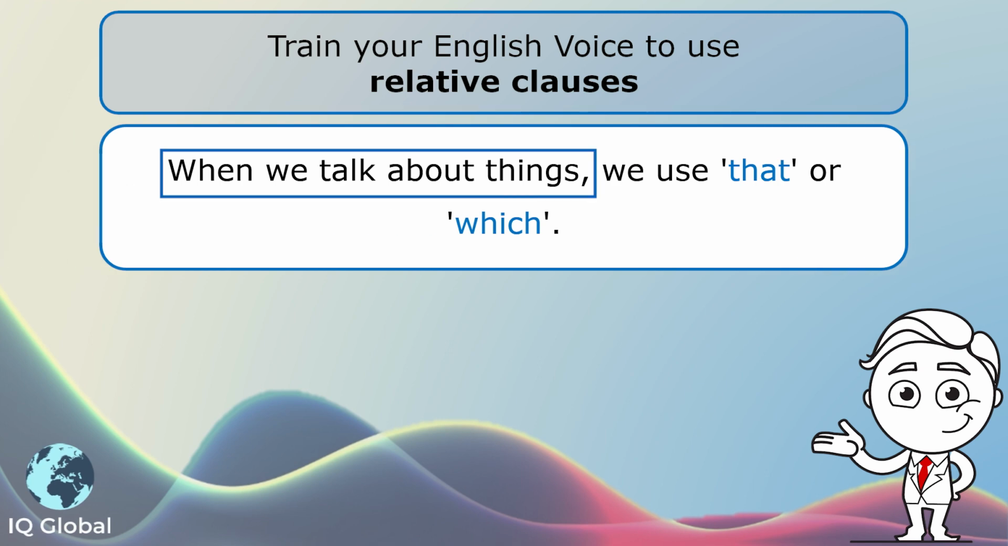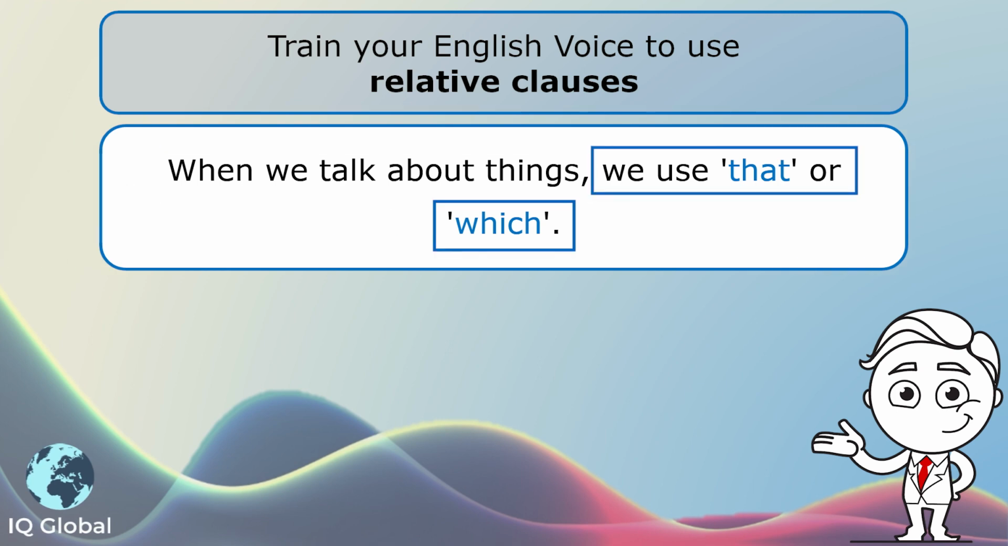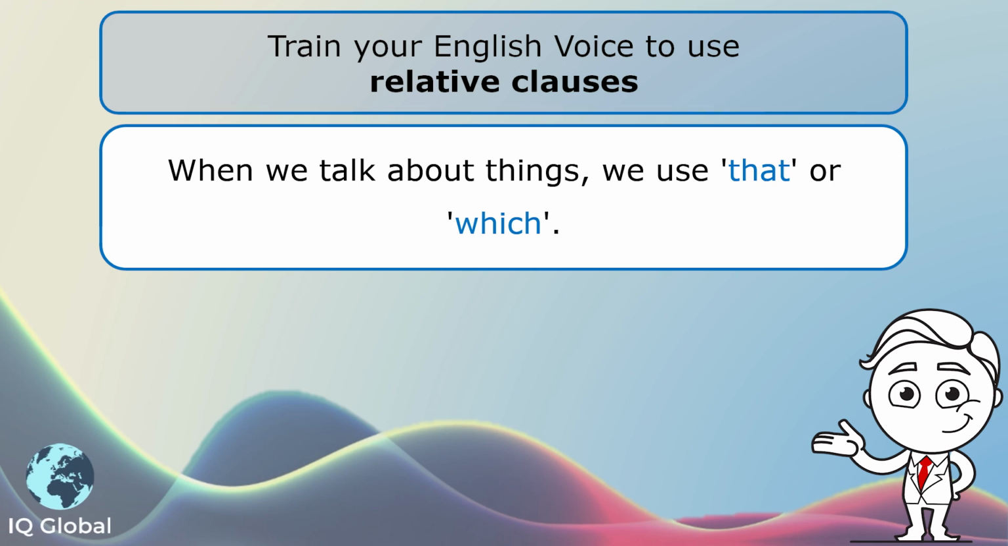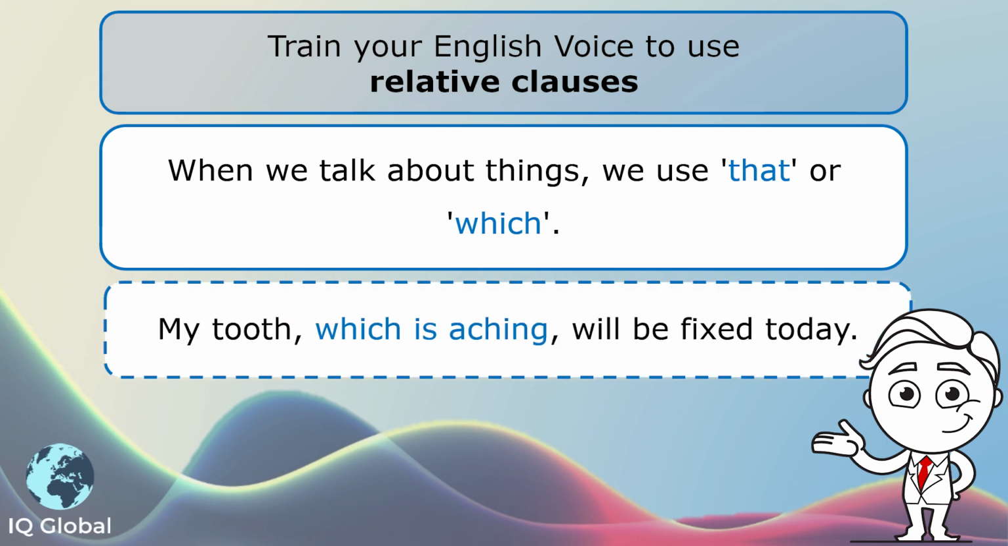When we talk about things, we use that or which. So have a look at sentence 1. My tooth, which is aching, will be fixed today. Now we are talking about a tooth, so you can use the word which. And this is the relative clause. It is giving us more information about the noun, about the tooth.